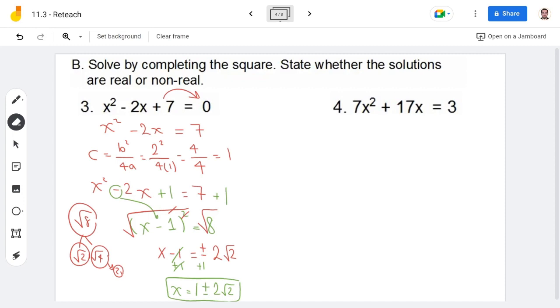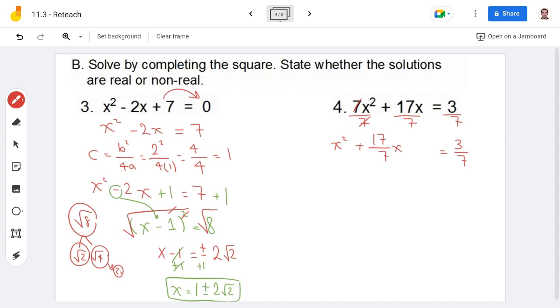Let me do it now if I want to divide by 7. You will see a big fraction, but please don't be scared. Follow me step by step. Please focus on this question. First, divide by 7 for everything. Divide by 7, divide by 7, divide by 7. Now 7 with 7 cancels, so what remains? x squared positive, 17 over 7 x, equals 3 over 7. Now, keep it like this.